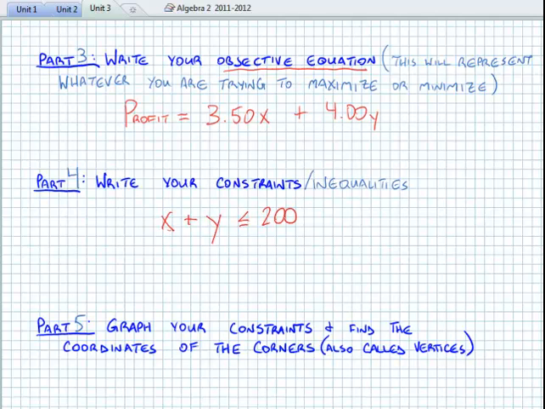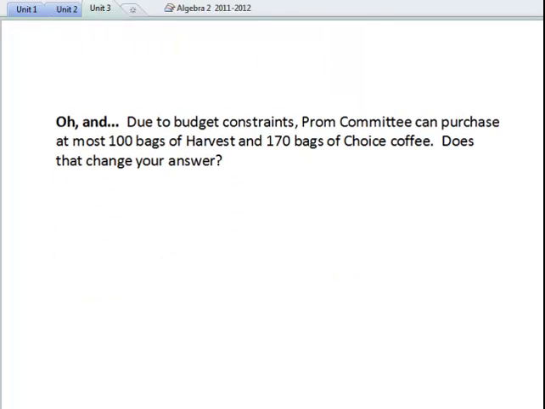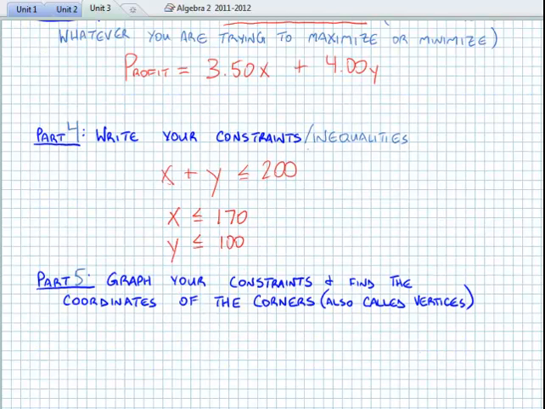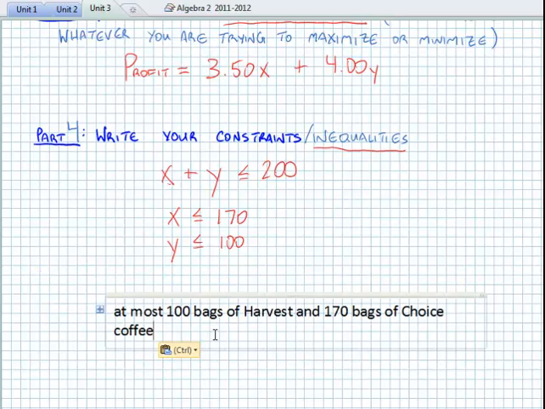Now we also found out that we can have no more than 100 bags of Harvest and no more than 170 bags of Choice. So those are two more inequalities for us. We've got one now that says x, so that's Choice, has to be less than or equal to 170 total bags, and y is going to have to be less than or equal to 100 total bags. And again, each of these constraints slash inequalities came from the wording of the problem.